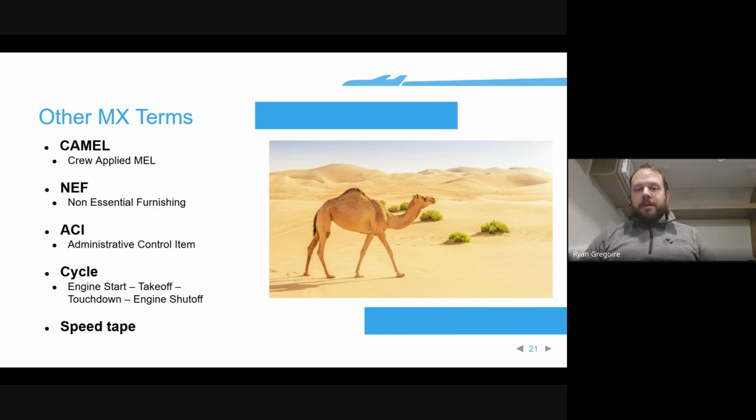So crew applied MEL, CAMEL. A lot of times people just say it's a camel. And all that means is the pilots can apply it. They don't have to actually have a mechanic come out and work on the aircraft. It's just a routine system that can say, whatever, we're just going to defer it. It doesn't work. Here are your operation restrictions. Sign off on it, Captain, and we're good to go.